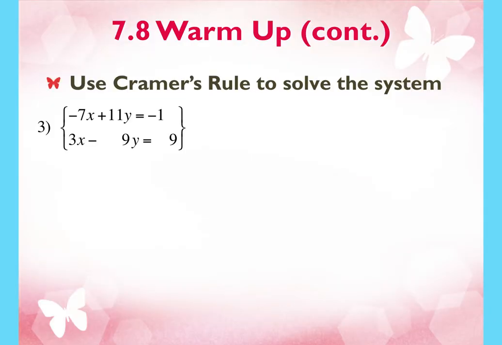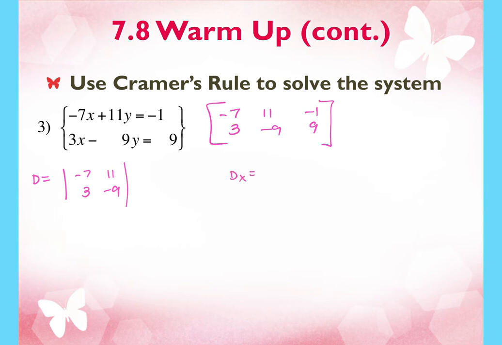Then you have Cramer's rule with a 2-variable and Cramer's rule with a 3-variable. So the first thing I'm going to do is rewrite out my equations into matrix form. So -7, 11, -1, 3, -9, 9. Then I'm going to find D, and D is the X's and the Y's. So -7, 3, 11, -9, and I'm going to come back and do that. And then Dx, which is take out the X's, put in the constants. -1, 9, leave the Y's.